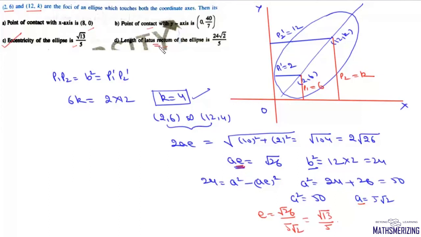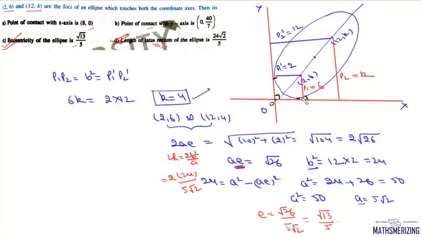Now we'll find the length of latus rectum. We know that the length of latus rectum is 2b square upon a. Now what's b square? b square is 24. And what is the value of a? a is 5 root 2. So it will be 24 root 2 upon 5, and that's your option number D.